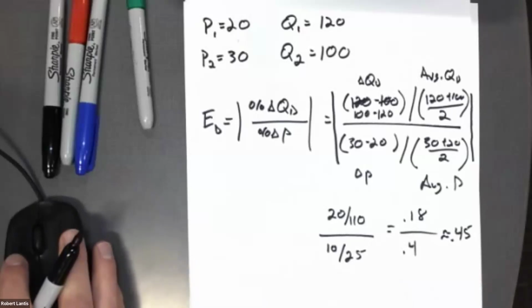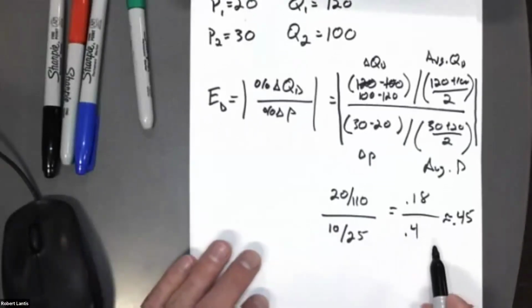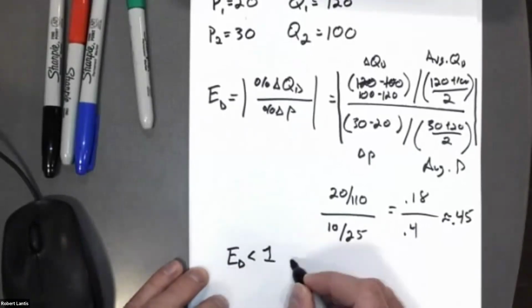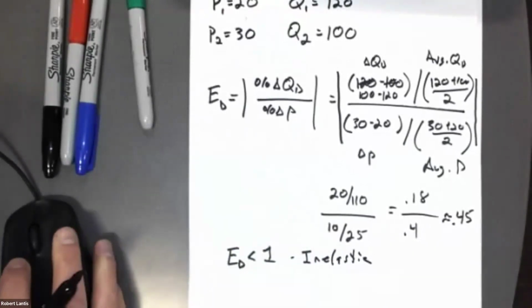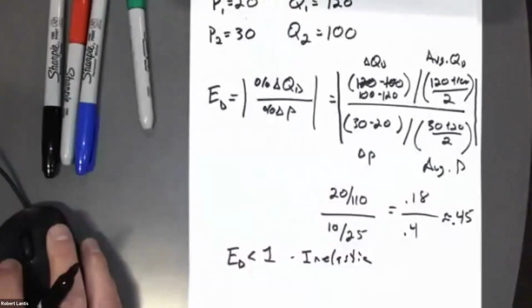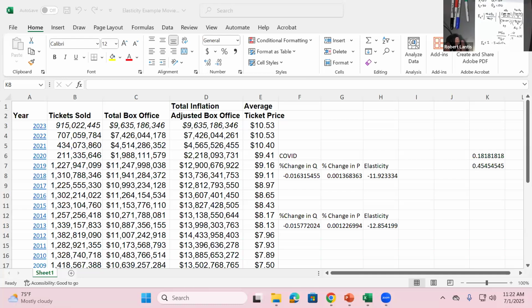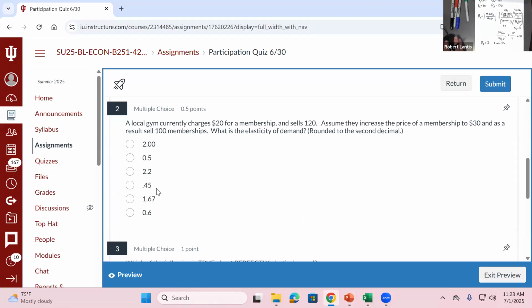So in this case, what would we say gym memberships are? Well, similar to our last one, if this is less than 1, we would say here that it's inelastic. I don't think the question asked for that, but just to be complete in our answers. So 0.45, and if we were asked if it's elastic or inelastic, we would know it's inelastic.